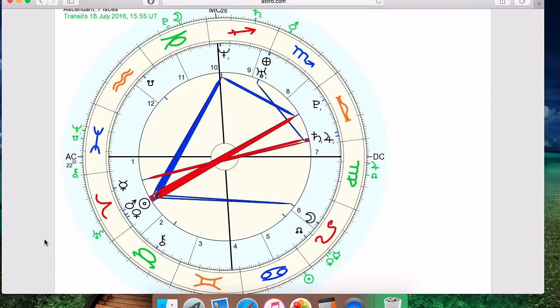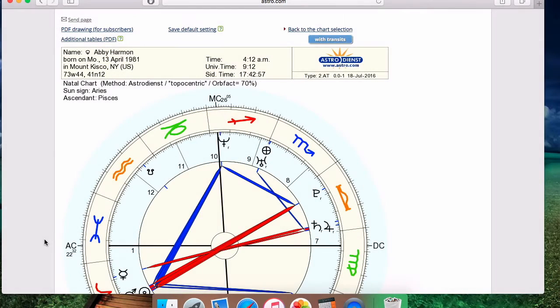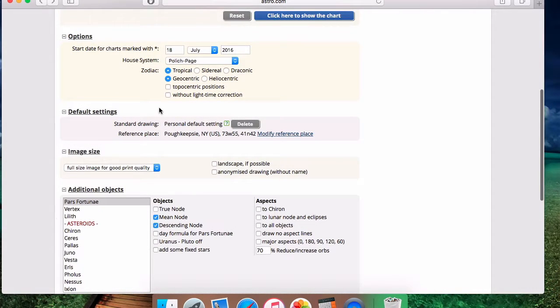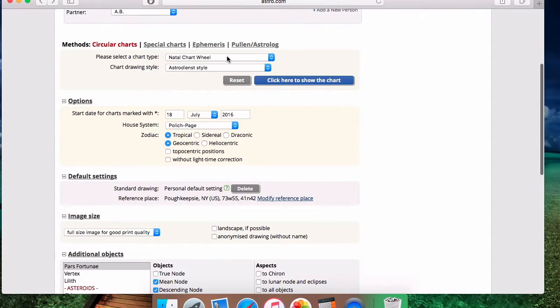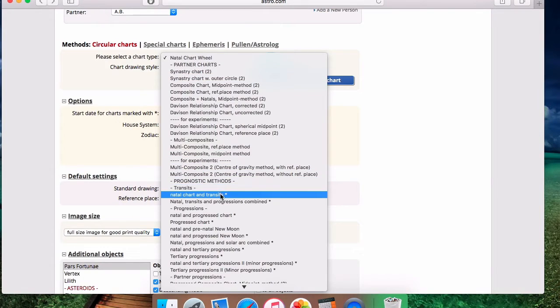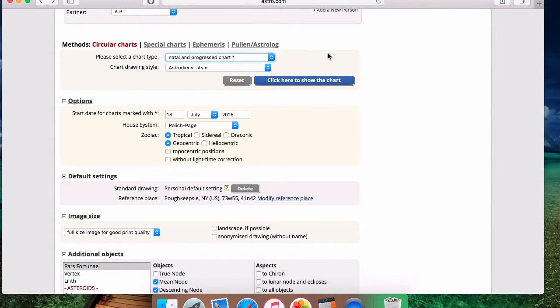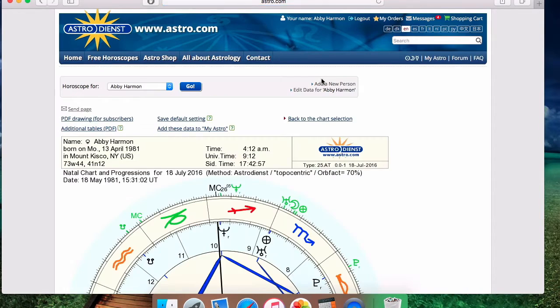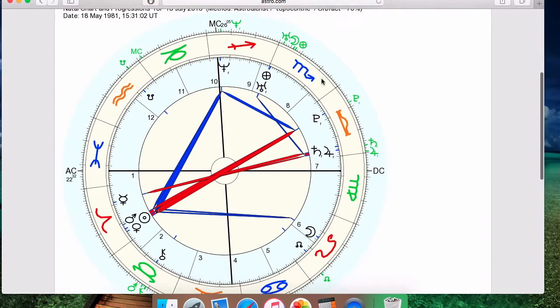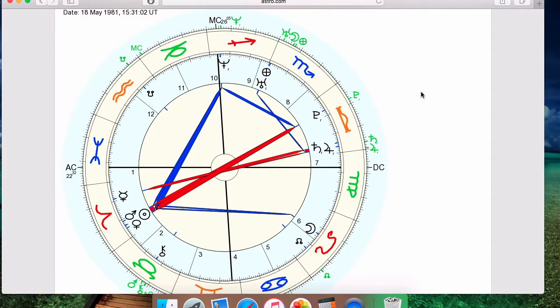And I can't just click a button and show you progressions on here, but I will just go to my progress chart real quick to show you what a progression is. I'm actually going to go to Natal chart and progress chart to show you. Progressions are basically your natal chart sped up one day for every year you've been born. So they move very slowly.